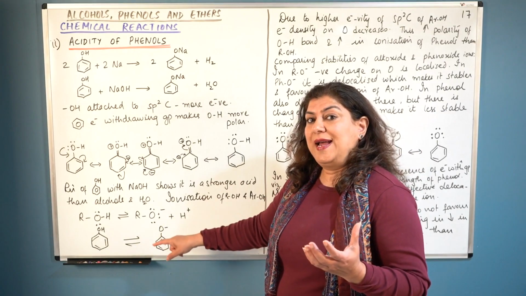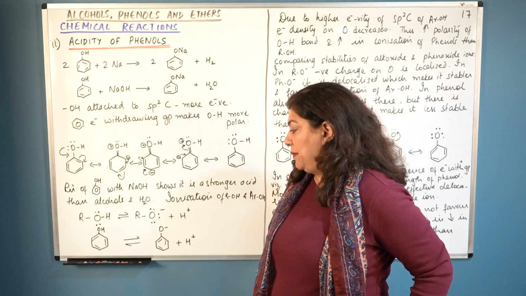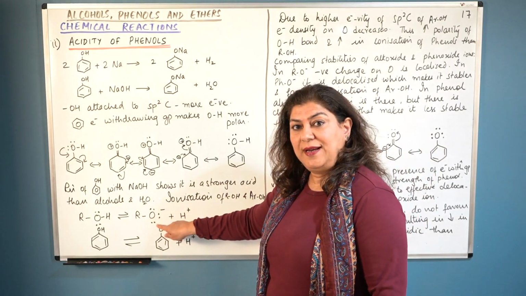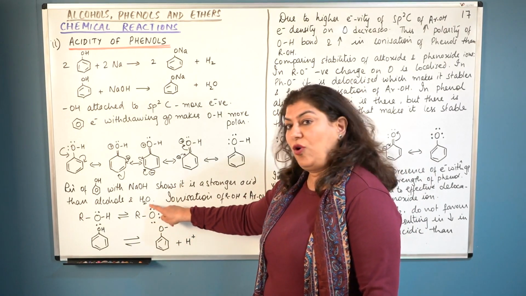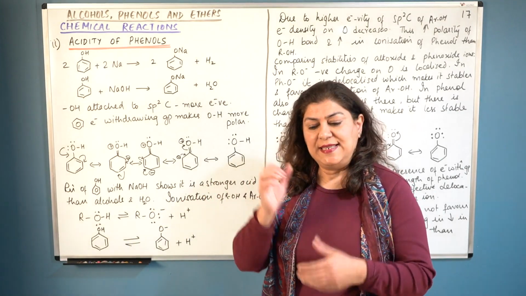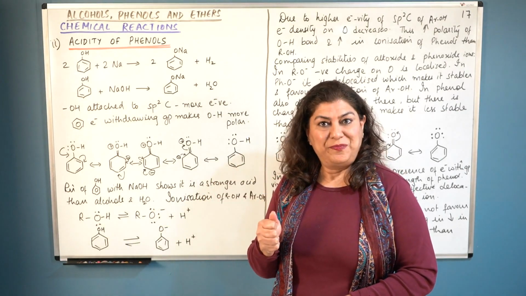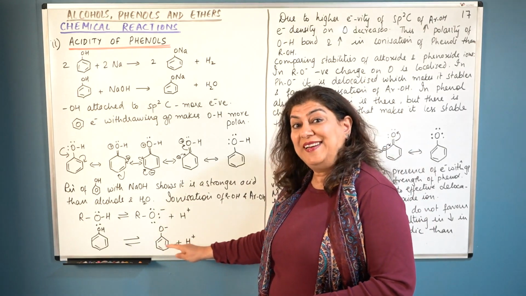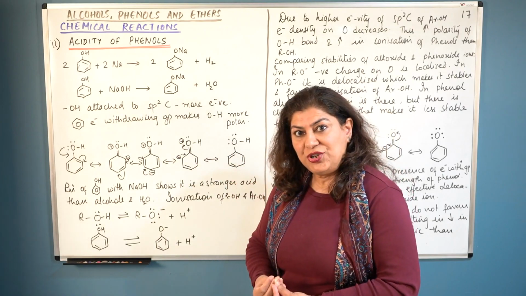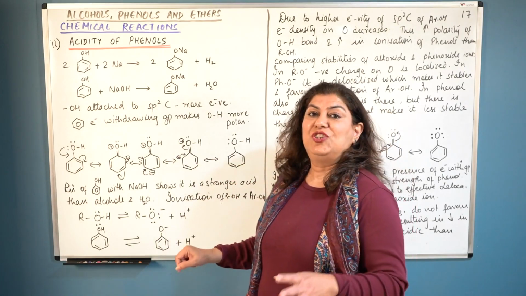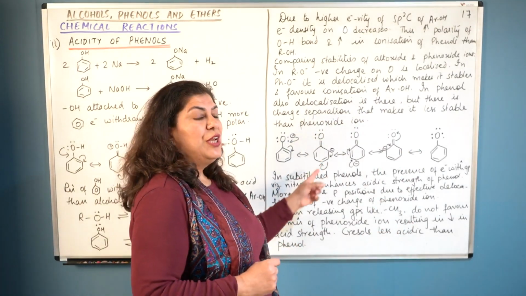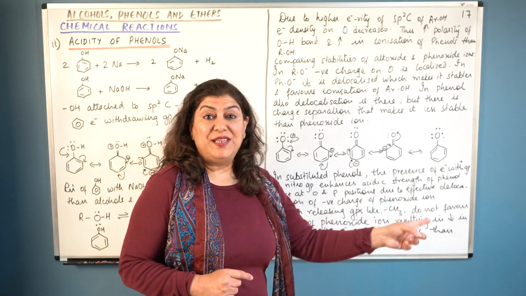So how do we explain the stability of the phenoxide ion? The same thing. In the case of the alkoxide ion, the negative charge on oxygen is only on oxygen. It is localized, it is fixed in one place. But in the phenoxide ion, due to the electron withdrawing nature of the benzene ring, this negative charge would distribute or move around in the benzene ring in resonance.